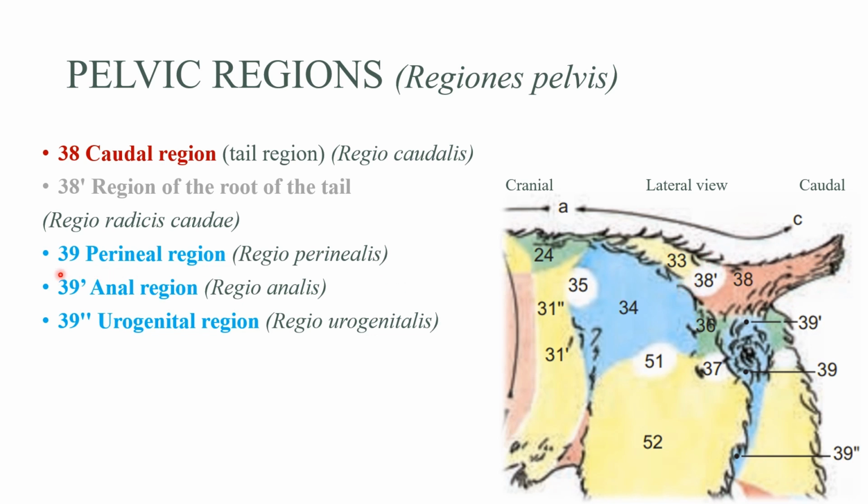Next, we have the perineal region, the Regio perinealis, which is right here. Just the region around the anal glands and the anal opening of the body. Then we have the anal region, which is above, and then we have the urogenital region, or Regio urogenitalis, which is both the urinary region and the reproductive region, which is right here.